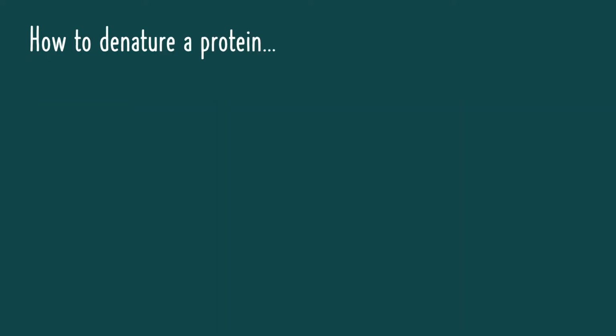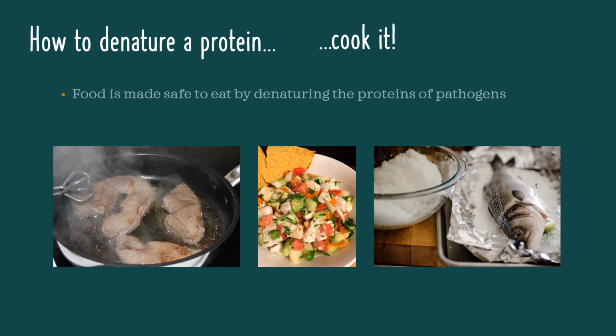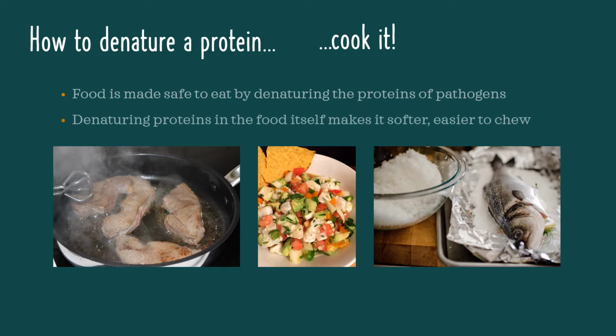I've already mentioned heat's capacity to denature proteins, but are there additional ways to denature a protein? Yes, you cook them. We cook our food for a variety of reasons, but one is that it's made safer to eat by denaturing the proteins of pathogens like E. coli or Salmonella that are found on the surfaces of the food.